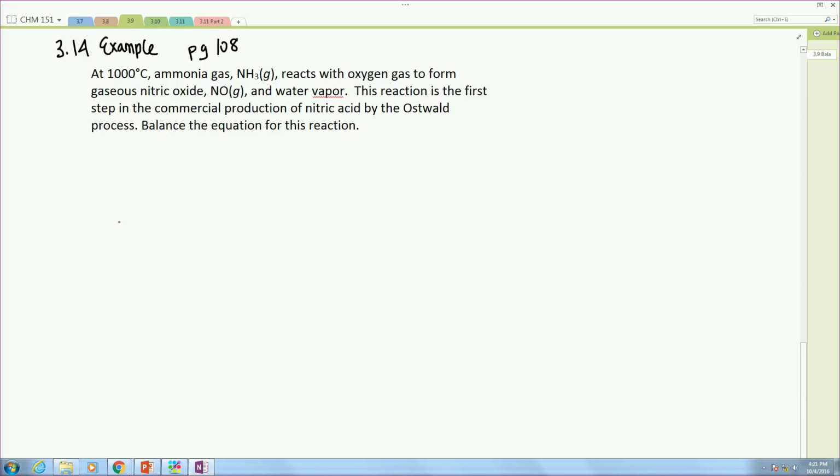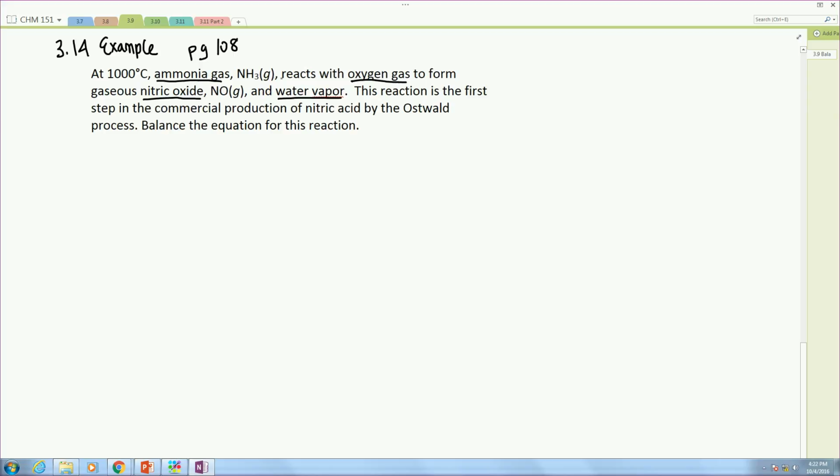So this problem tells us that at 1000 degrees Celsius ammonia gas reacts with oxygen gas. So underline the things that you're given. So ammonia gas reacts with oxygen gas to form gaseous nitric oxide and water vapor. The reaction is the first step in the commercial production of nitric acid by the Ostwald process. It wants us to balance the equation for this reaction. Okay, so first thing, they gave us all the components of the reaction, but they didn't write it for us, right? So we need to look at what we're given.